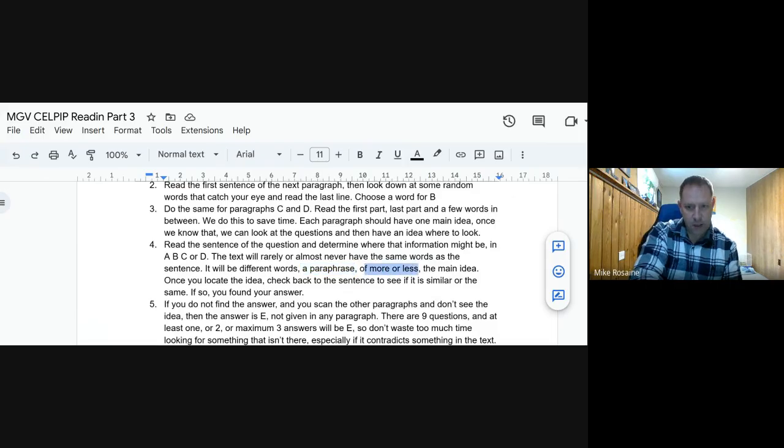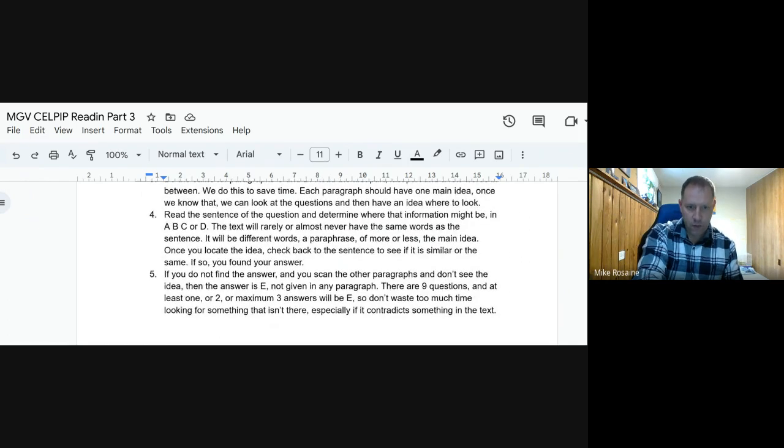I'd like to emphasize this too, because especially here in CELPIP reading part 3, it's not exactly the same, okay? Sometimes it is, sometimes it isn't. It's more or less the main idea, okay? So if we read a sentence, and we find a similar idea in D, probably it's going to be D. So once you locate the idea in the paragraph, just check back to the sentence and see if it's similar. Might not be 100% the same, might be the same. And if so, you found your answer, okay?